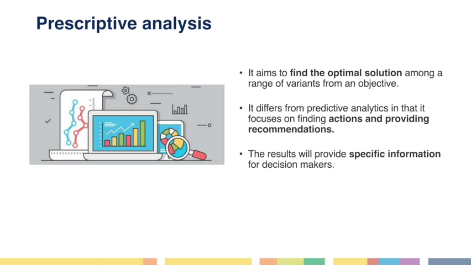From prescriptive analysis, we aim to find the optimal solution when we have a series of possibilities, where we are trying to take a better decision based on an objective that we have outlined. It differs from predictive analysis because we mainly focus on which decisions and actions can be taken and what recommendations can be generated.